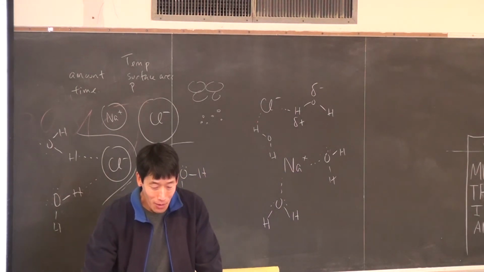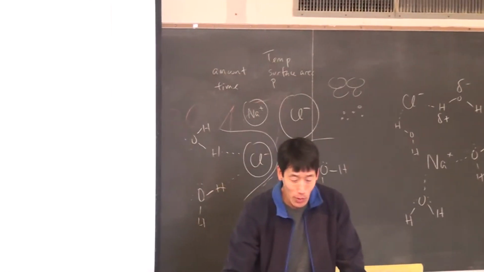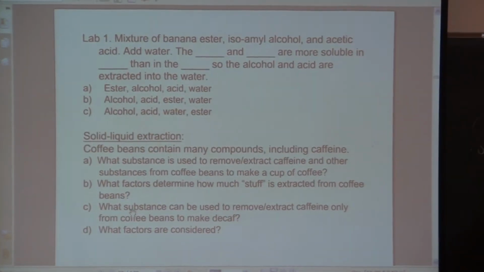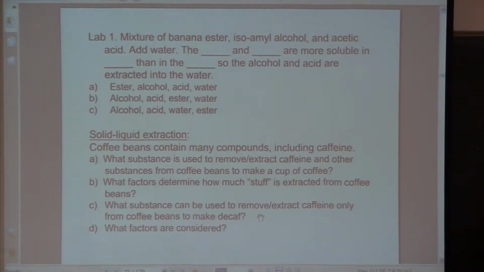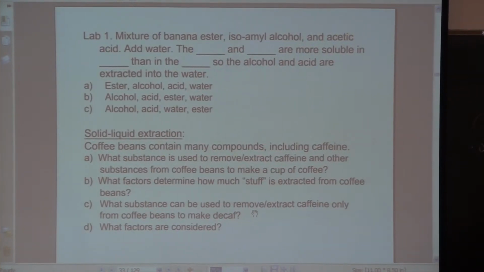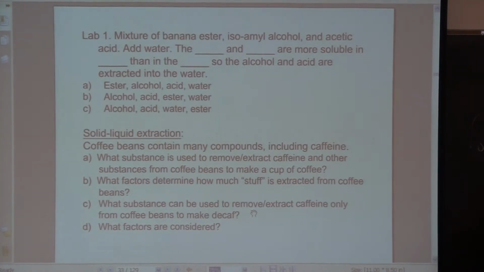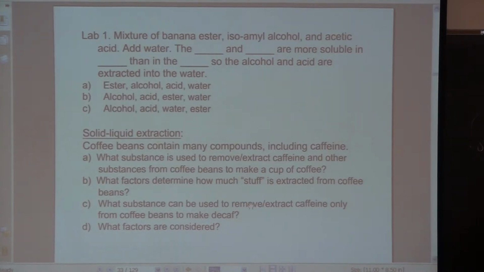Okay, part B. We discussed what factors determine how much stuff is extracted from coffee. Part C now, what substance can be used to remove or extract the caffeine only from coffee beans to make decaffeinated coffee? Can you use just one substance to extract caffeine, leaving all the other substances behind, I'll say still in the beans, and then you can make your coffee without the caffeine? So is it possible to add one substance to make decaffeinated coffee?